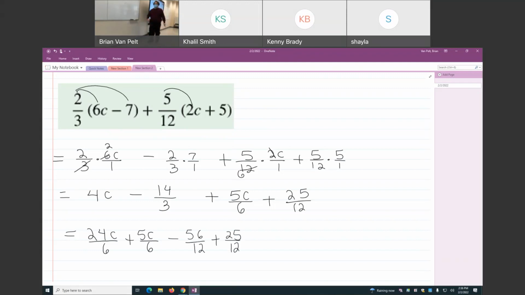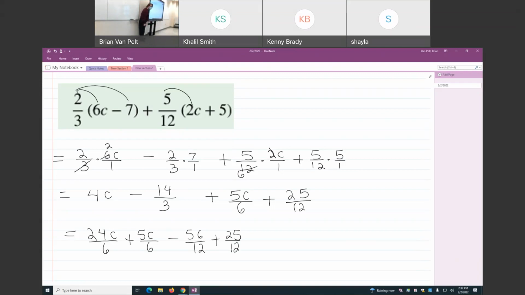I'll pause there and you can absorb what I did. Where did I get 24C over 6? And why would I take it and make it over 6 instead? I mean, this 5C over 6 came from over there. Where did that thing come from? 6. What is that thing? How did I get that? I find this interesting.